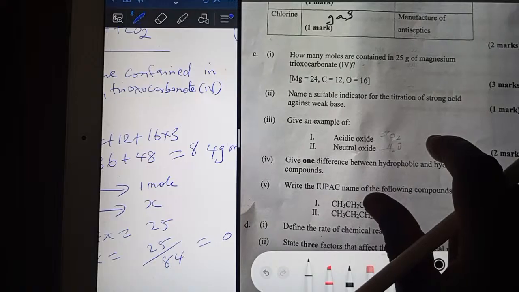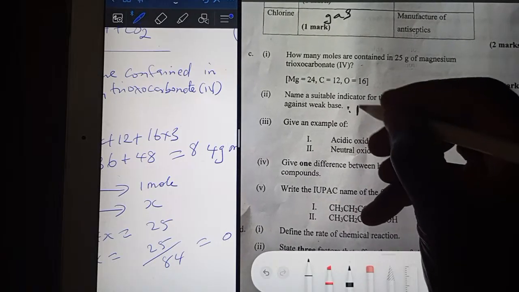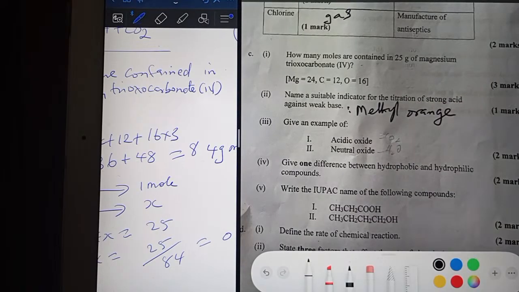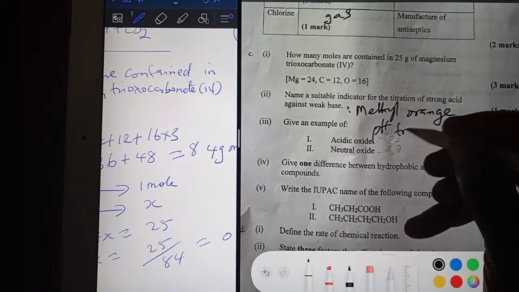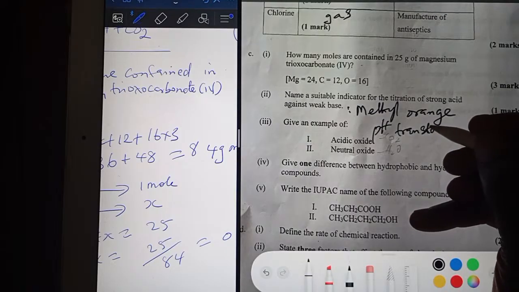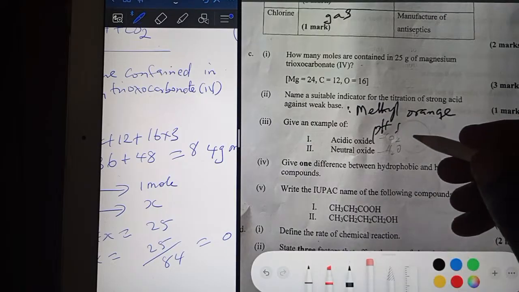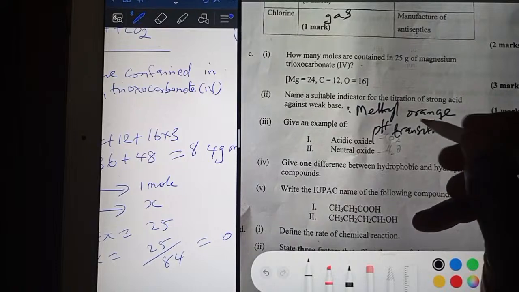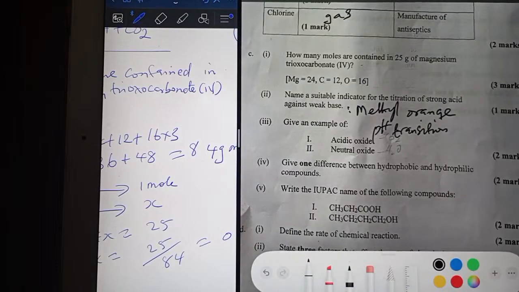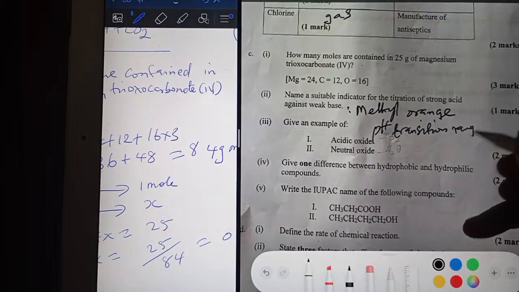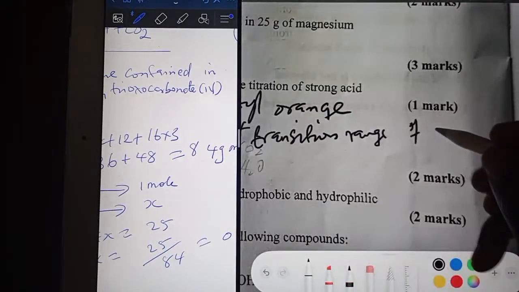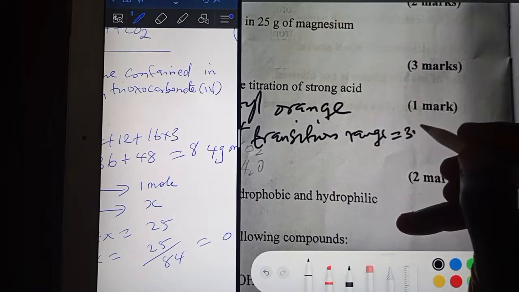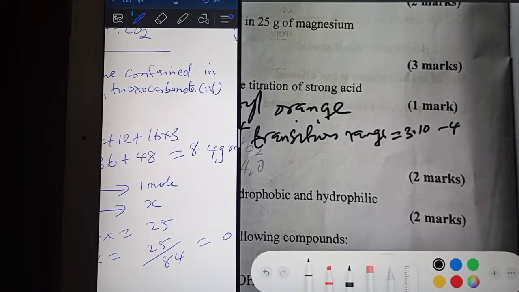The next one says, name the suitable indicator for the titration of strong acid and weak base. You use methyl orange. Why? Because of the pH transition range. That's the pH range at which an indicator changes color. When you hear choice of indicator, it is because each indicator has a range at which it changes color. So the pH transition range of methyl orange is within 3.1 to 4.